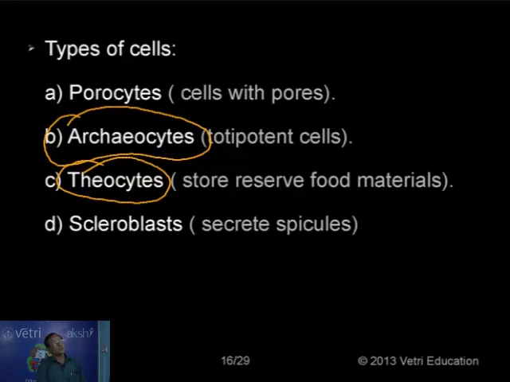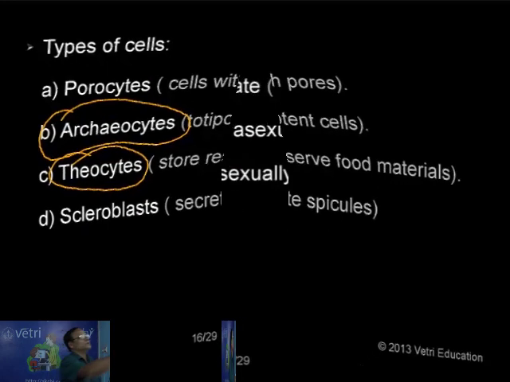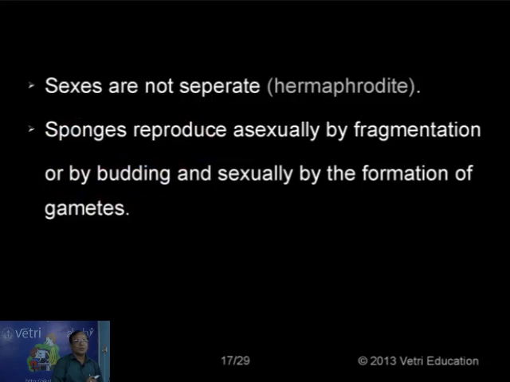Hence, ostia are considered as the mouth, but the osculum is only an exit, not considered as an anus. Now, the scleroblast. We have spicules of different combinations, either calcium carbonate or silica or other materials like sponge. The cells which secrete these spicules are called scleroblasts. So the thesocytes are concerned with storage, and the scleroblasts are concerned with the secretion of the skeletal materials responsible for strengthening the body wall.